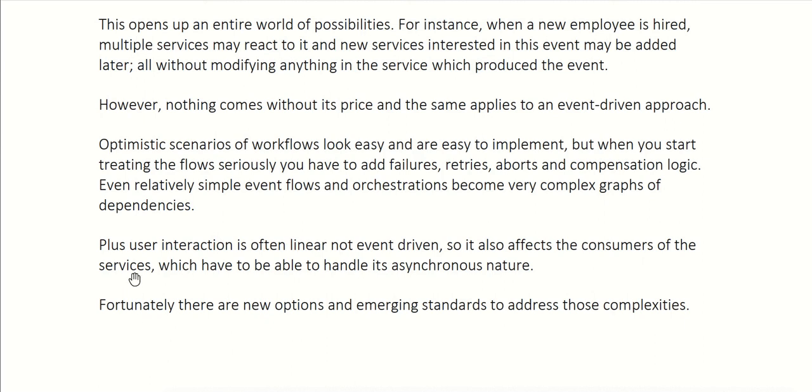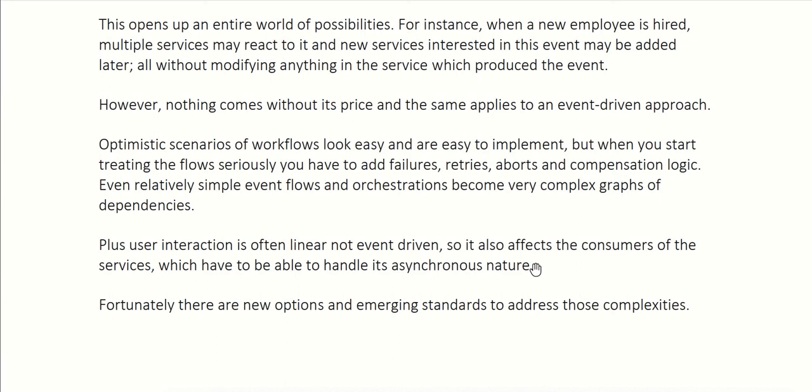Okay, plus user interaction is often linear, not event driven, as most of our user interaction goes in a linear fashion. First we hire the employee, then he will be added to the HR databases, finance databases, the actual department where he is going to work, and a number of things. So that's what they say. It also affects the consumers of the services, which have to be able to handle its asynchronous nature.